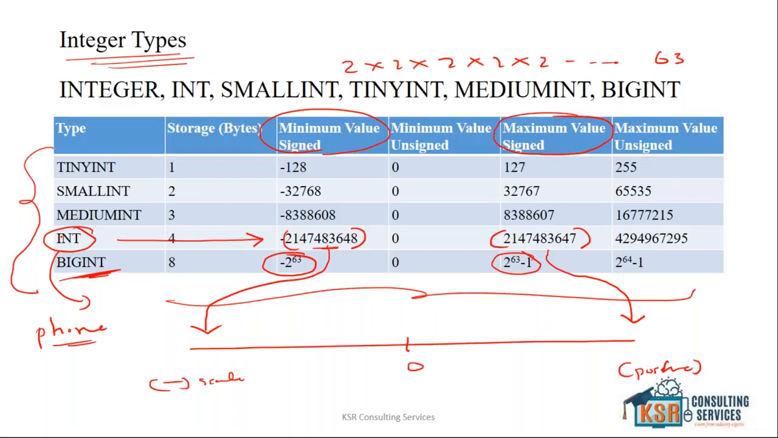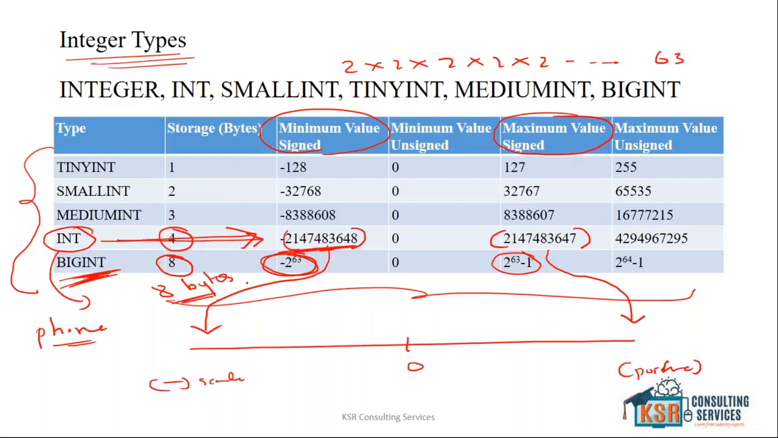Since integer was not able to fit my phone number because this was the minimum size, I can always go and give the phone number as BIGINT, because this supports a bit higher range. See, this is the storage in bytes. INT has 4 bytes, and this is double, 4 into 2, 8. So it can store 8 bytes of information.